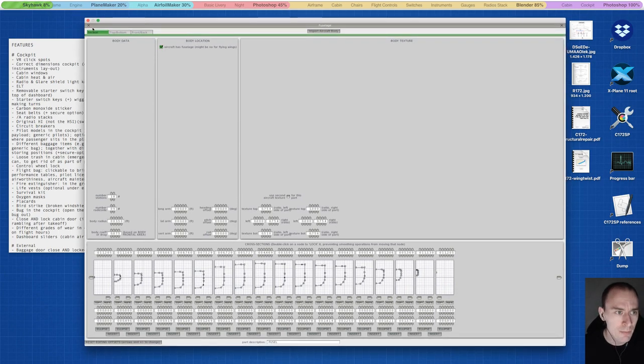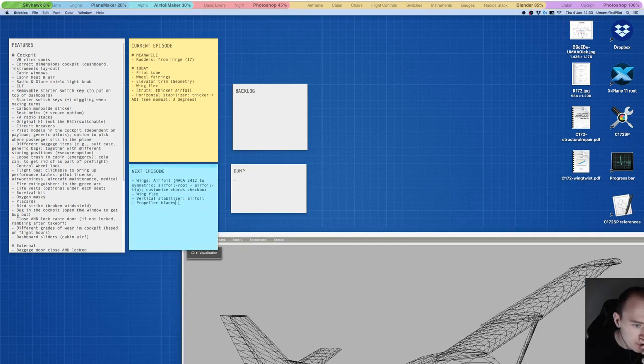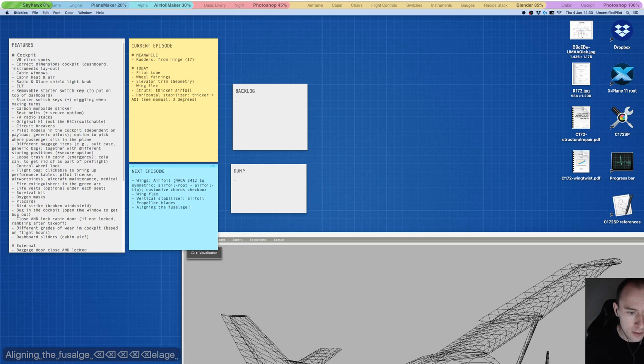Yeah. So that's something I'm going to note as well. Wings, vertical stabilizer, propeller plates, aligning the fuselage with the wings, plus in reference to cross-sectional images. Yeah, then I know what I mean.